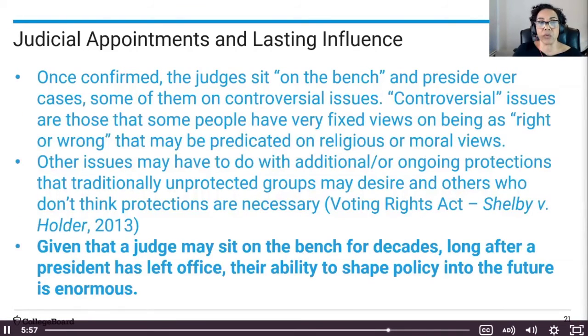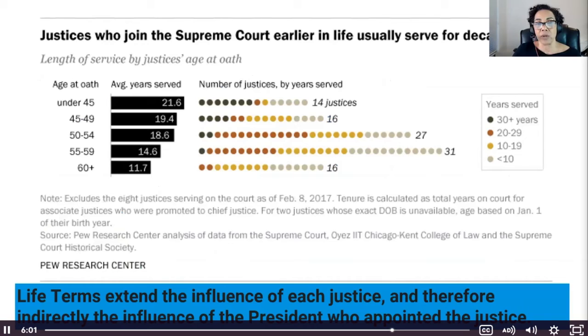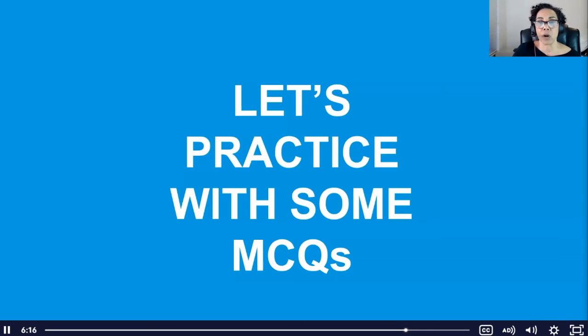And this is just a graphic that is showing length of service by justices from when they take their oath for their offices. And there are many who will stay for longer periods of time because they come in as younger people, therefore being able to influence for quite a bit of time.